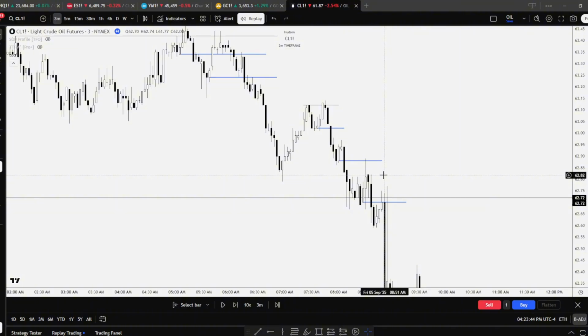This is what a change in delivery is. This is what our continuation order blocks are. This is what a change in delivery is. This is what our continuation order blocks are, right? So, yeah, that is how you guys will be entering off this model.